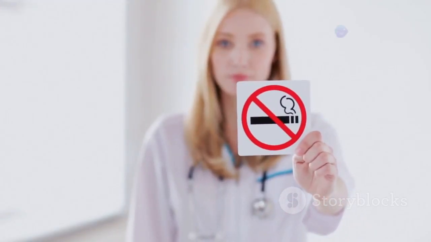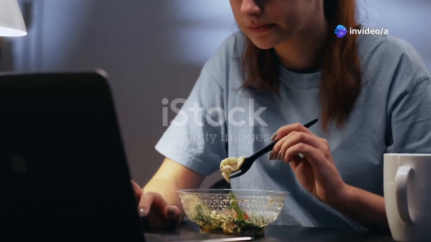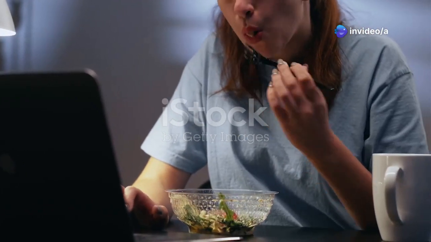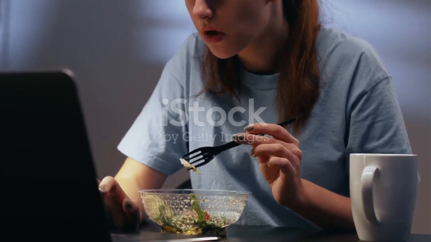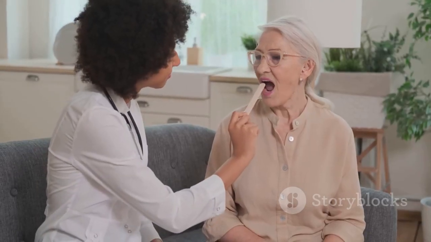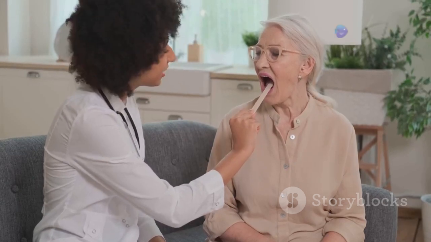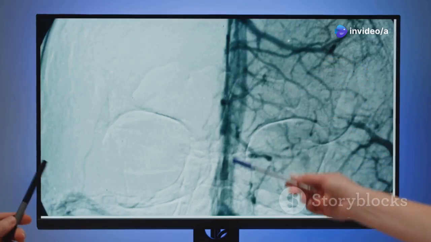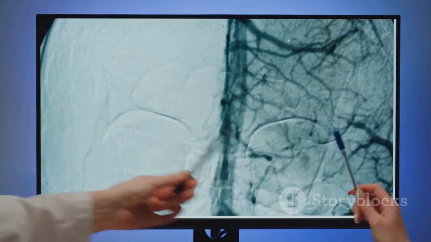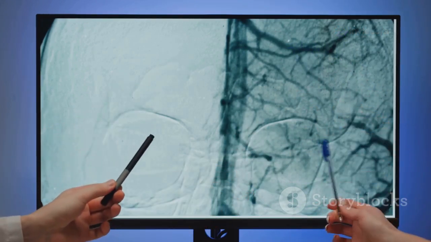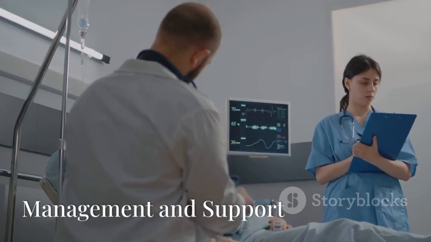Quitting smoking is essential, as smoking can worsen the condition and increase the risk of complications. Eating a healthy diet, exercising regularly, and getting enough sleep can also help manage symptoms and improve overall well-being. Treatment for vasculitis is often long-term and requires close monitoring by healthcare professionals. Regular checkups, blood tests, and imaging studies help assess treatment effectiveness, monitor for potential side effects, and make necessary adjustments to the treatment plan.